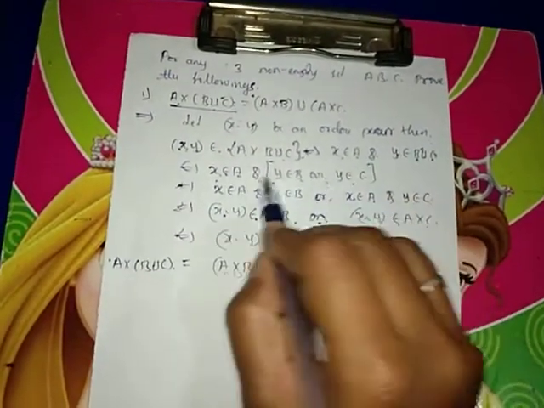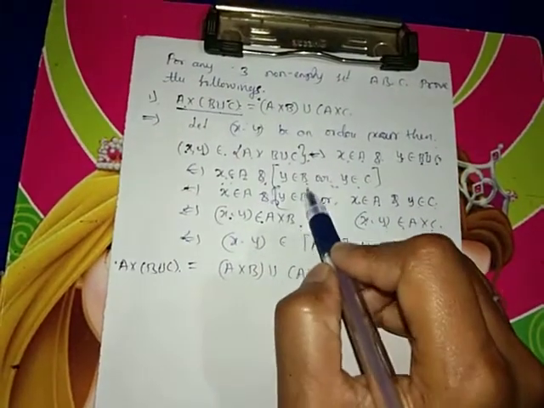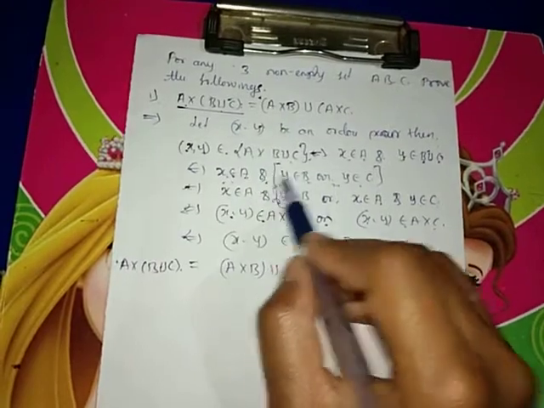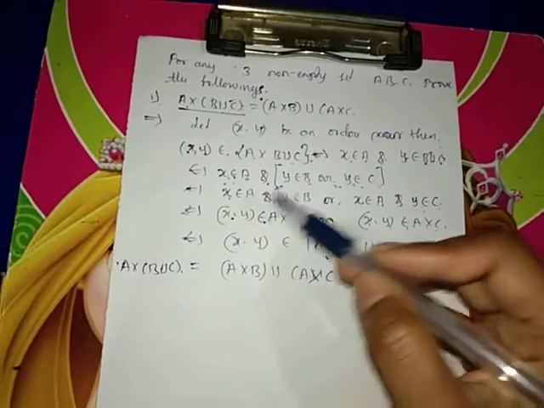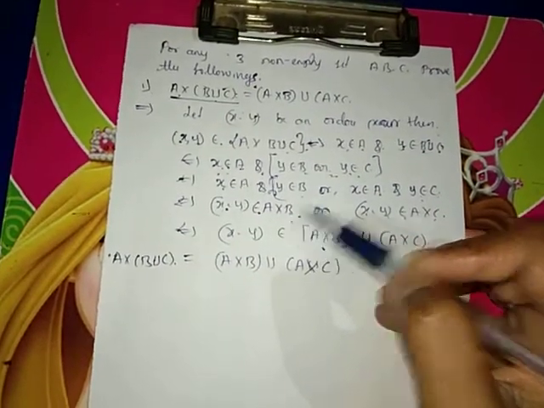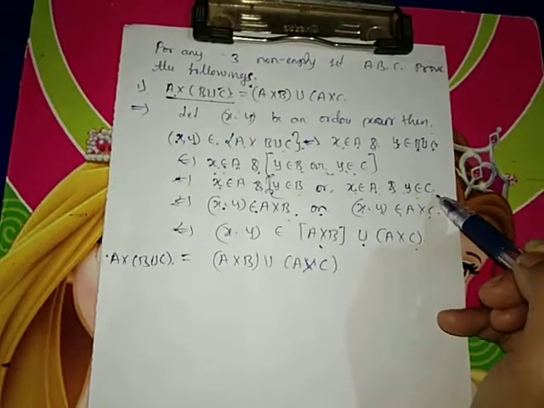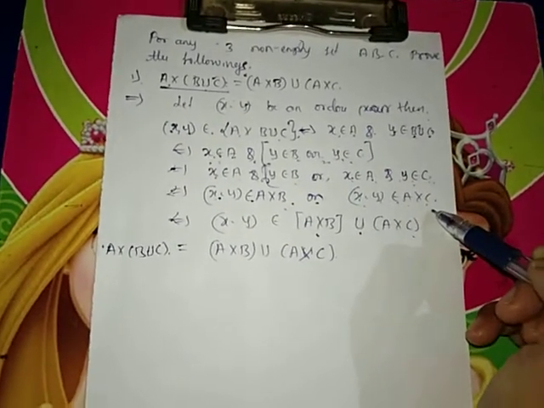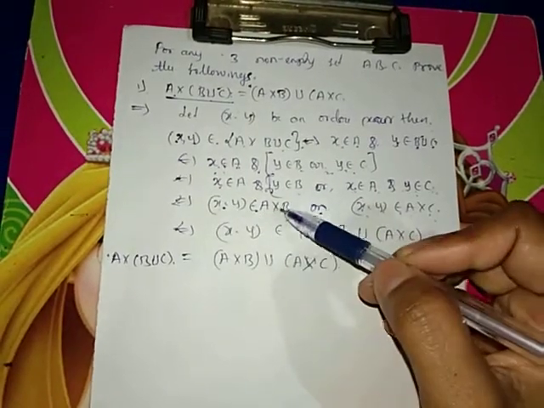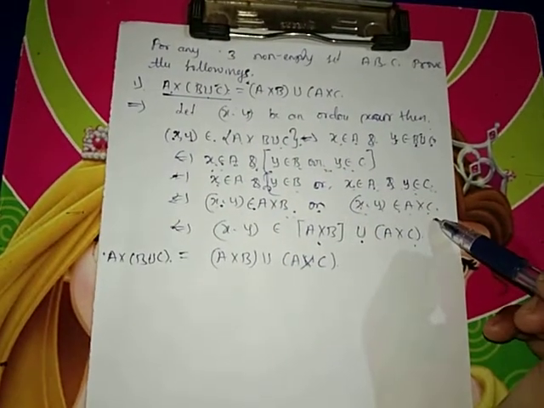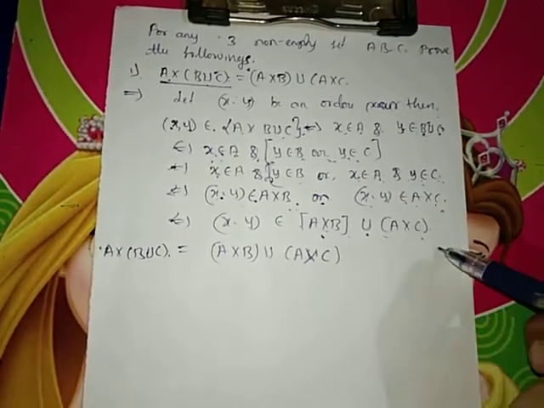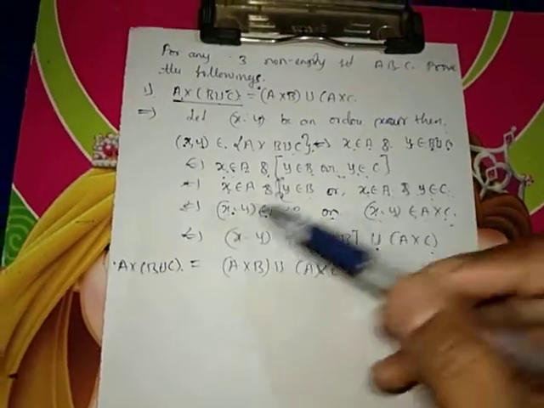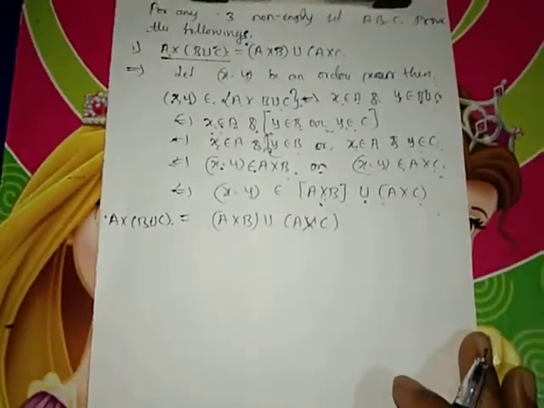Now we have to split in these two. x belongs to A and y belongs to B, or x belongs to A and y belongs to C. If x belongs to A and y belongs to B, then (x, y) belongs to A × B. If x belongs to A and y belongs to C, then (x, y) belongs to A × C. If (x, y) belongs to A × B or (x, y) belongs to A × C, that indicates (x, y) belongs to A × B or A × C. So therefore, A × (B ∪ C) is equal to (A × B) ∪ (A × C).